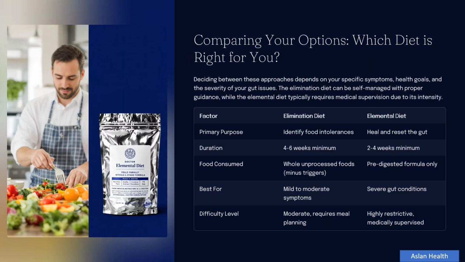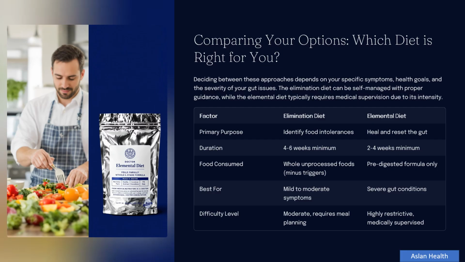So only you can say which one, or if either one, is right for you. If they don't apply and you don't have gastrointestinal symptoms at all, then perfectly fine, you can pass. But if you fit into this category, there are specific reasons and purposes for each. We'll discuss those. The elimination diet, you can manage that yourself.